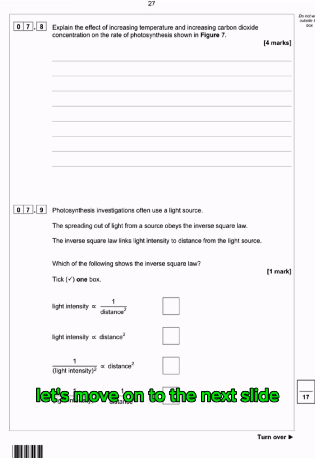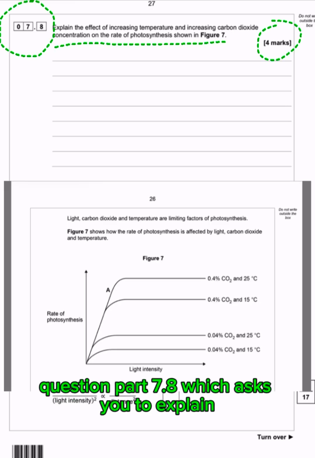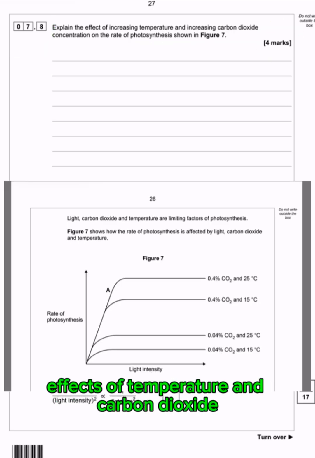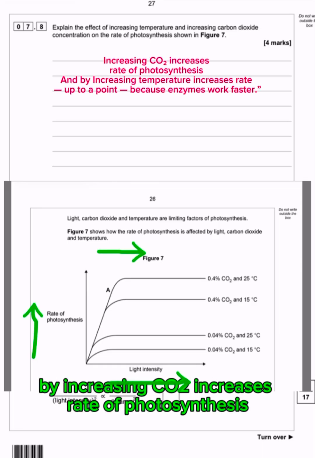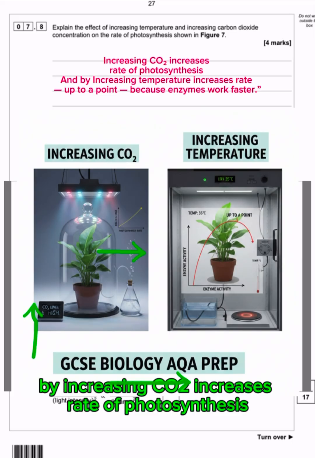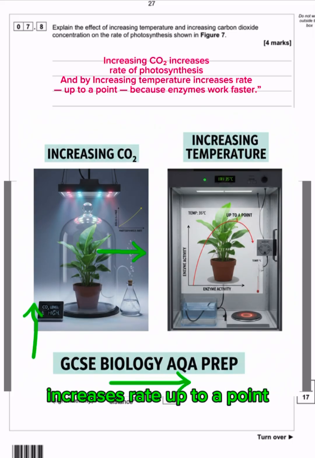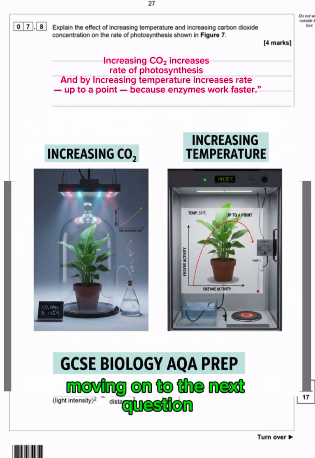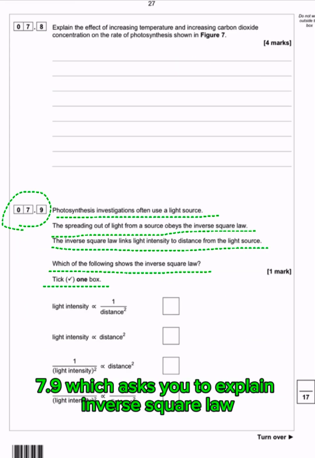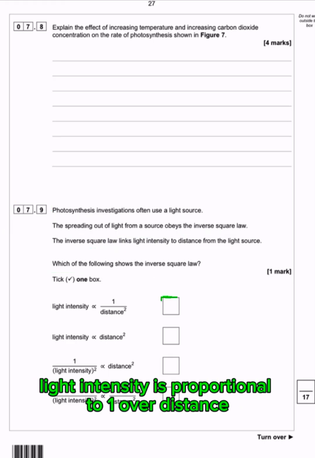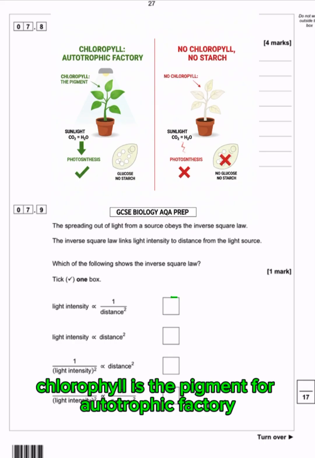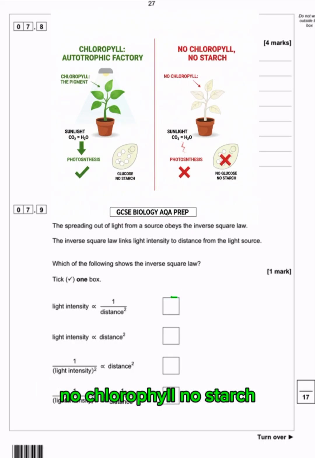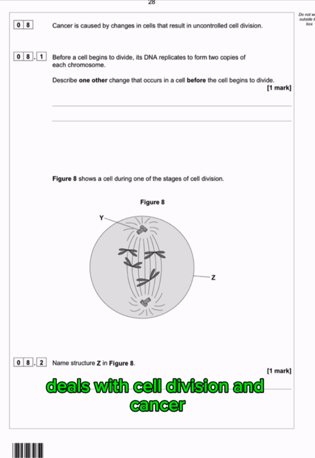Let's move on to the next slide, question part 7.8, which asks you to explain the increasing effects of temperature and carbon dioxide on rate of photosynthesis as shown in figure 7. The answer is that increasing CO2 increases the rate of photosynthesis, and increasing temperature increases the rate, up to a point, because enzymes work faster. Moving on to question 7.9, which asks you to explain the inverse square law. Light intensity is proportional to 1 over distance squared. Exam top tip: chlorophyll is the pigment for the autotrophic factory. No chlorophyll, no starch. Question 8 on the next slide deals with cell division and cancer.